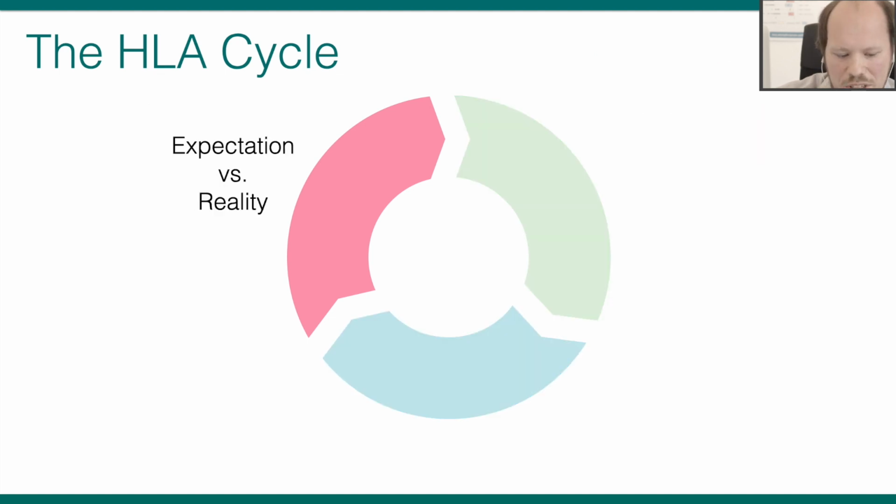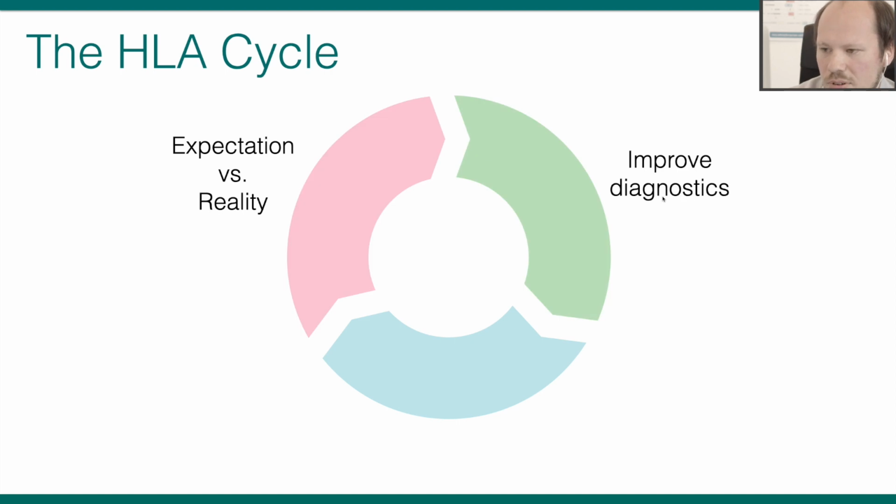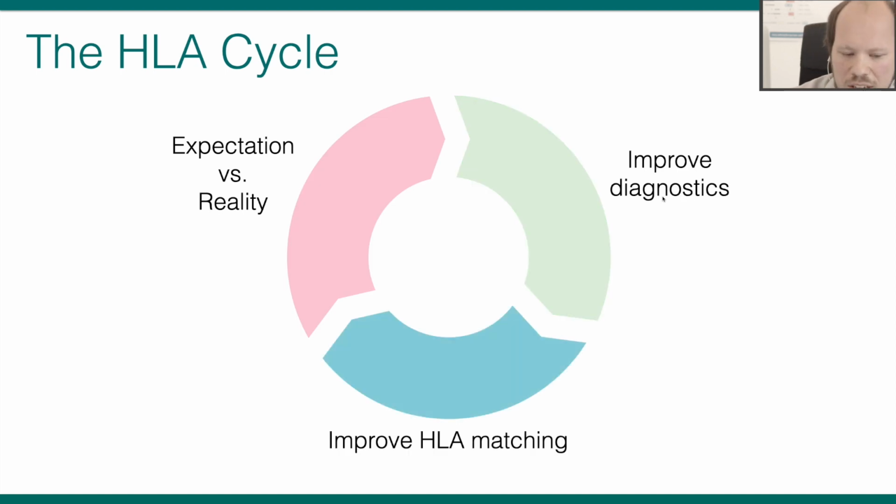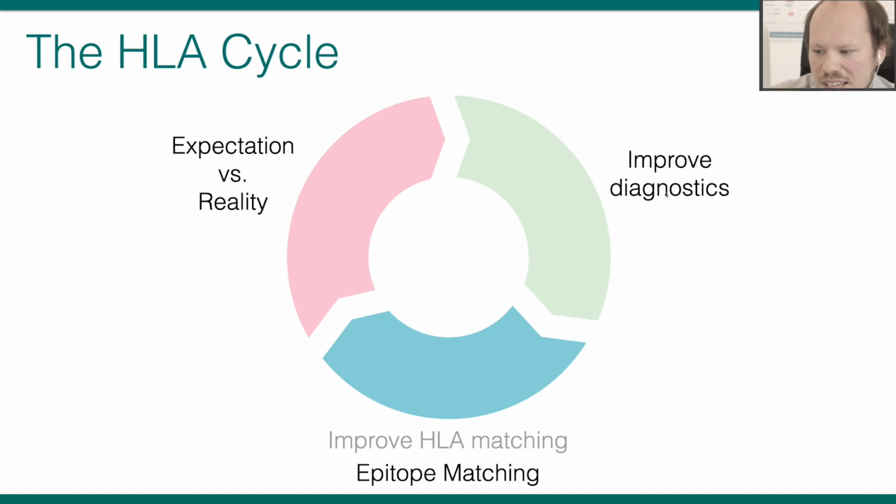So why do I want to show this wheel here? Well, we iterated through that quite a couple of times. We have our expectation and see something different in reality. We adjust our diagnostics and improve them, and then we have a new understanding of HLA matching. And after a couple of decades now, we are at a point where we know we need to do something more with a biological reasoning and with a biological structure in mind when it comes to HLA matching, and basically the name of that is epitope matching.